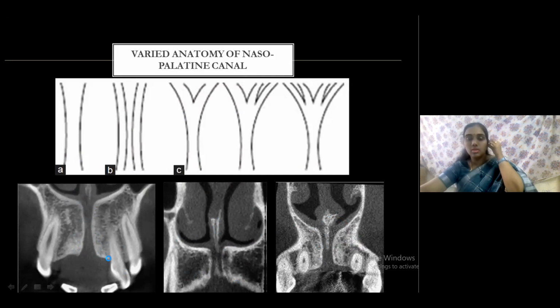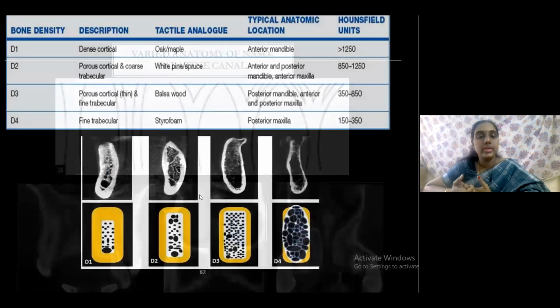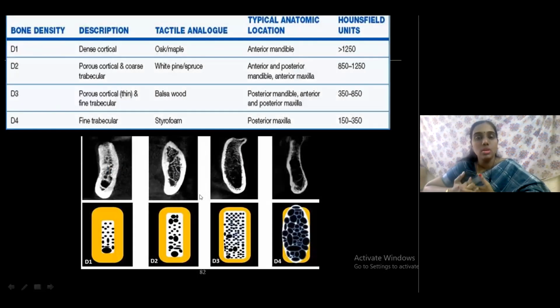So analyzing the anatomy with the help of 3D radiology helps us a lot in placing implants. Of course, you have to assess the density of the bone. Density of the bone, as I told you earlier, is very precisely expressed in Hounsfield units by computed tomography. And according to those Hounsfield units, the density of the bone has been classified as D1, D2, D3, and D4. D1 is nothing but very dense cortical bone.